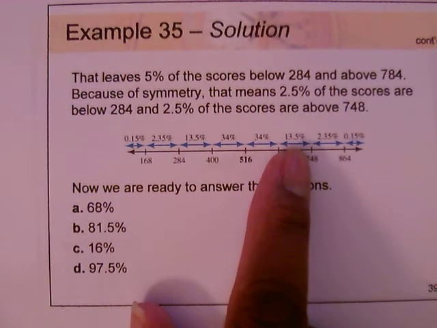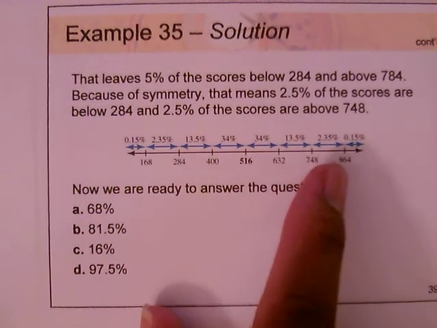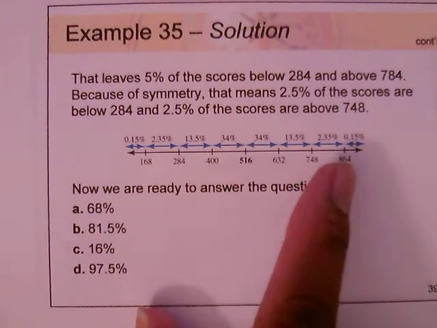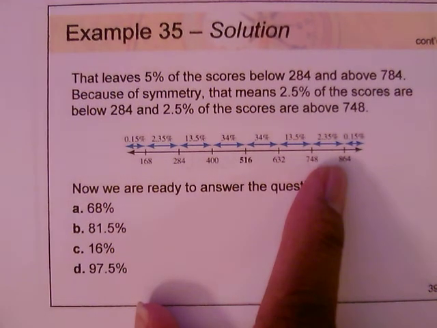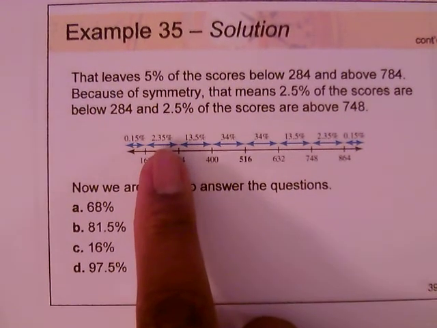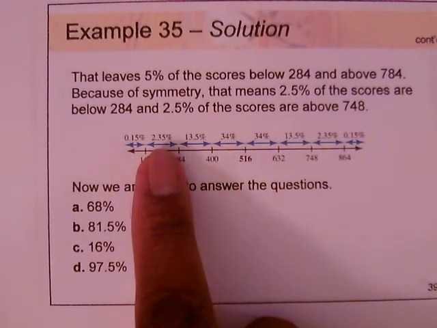And then finally, for three standard deviations, would be 99.7%. Well, we already got 95, so 95 from the 99.7 would be 4.7. 4.7 divided by 2 will give you 2.35. That 2.35 will be here, and 2.35 will be here.